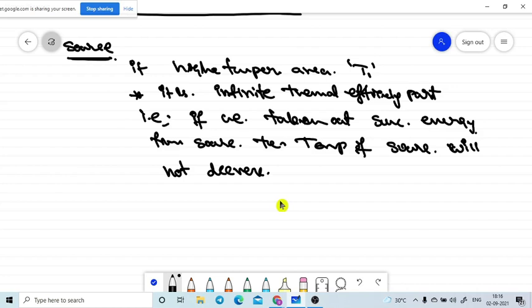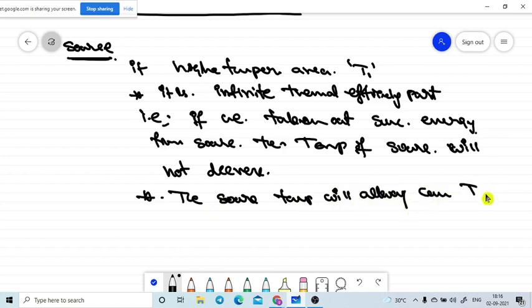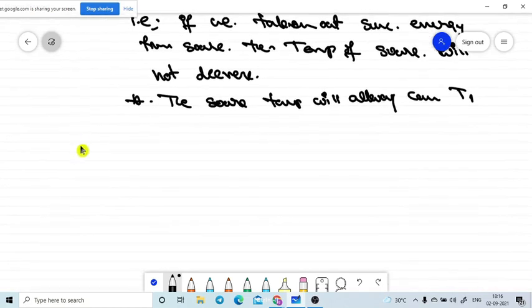So we are taking only a finite amount of heat energy. In that case, the temperature of the source does not decrease. It remains the same, so the source temperature is always constant at T1. Even when we take heat energy from the source, the temperature will not drop down. The second one is the sink.